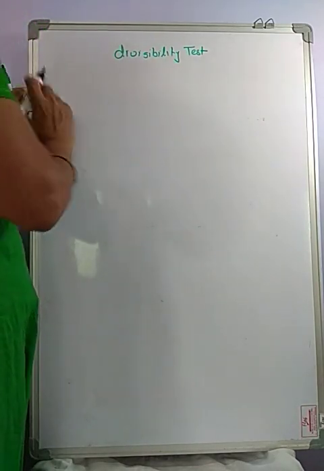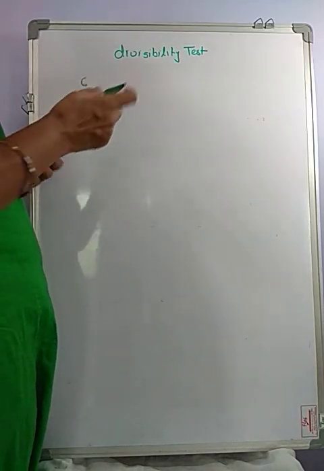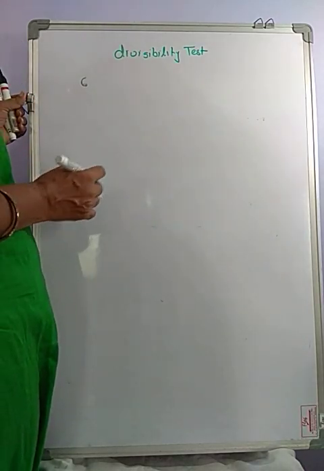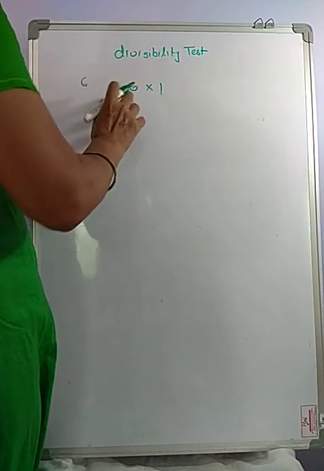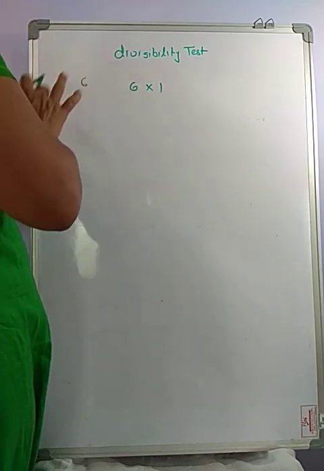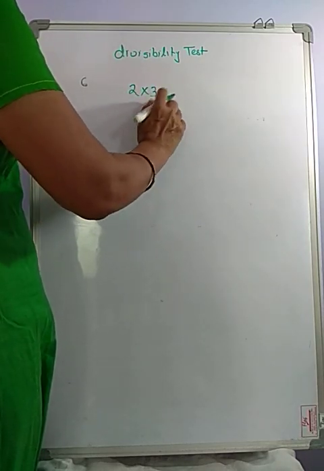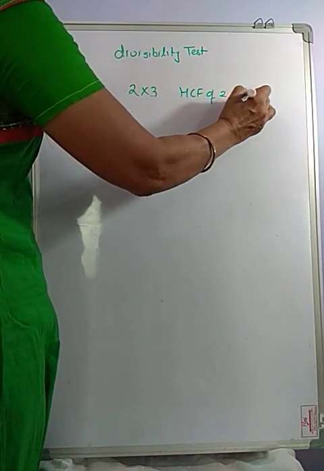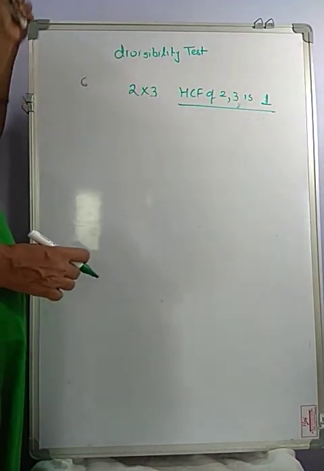Next is 6. Divisibility test for 6. Now what can you say about 6? 6 is not a prime number, so it can be divided into its prime factors. It can be written as 6 into 1, but we cannot use that, since every number is divisible by 1, so 1 cannot help with any number. So the other factors are 2 into 3. Now look at it: the HCF of 2 and 3 is 1. Therefore such factors are called co-prime factors.